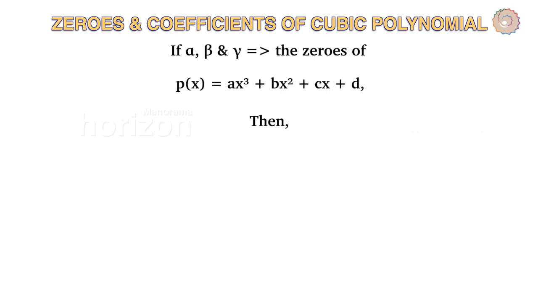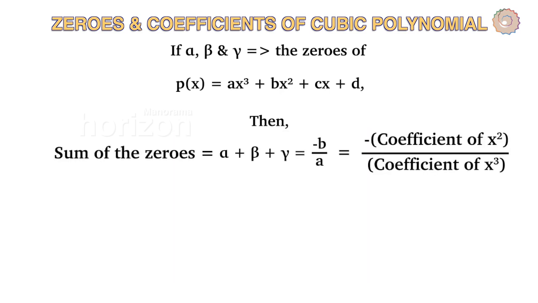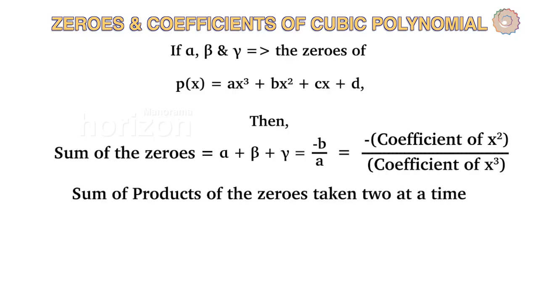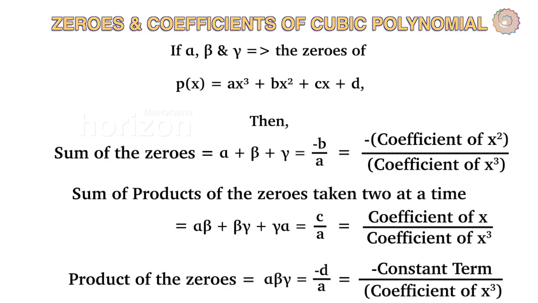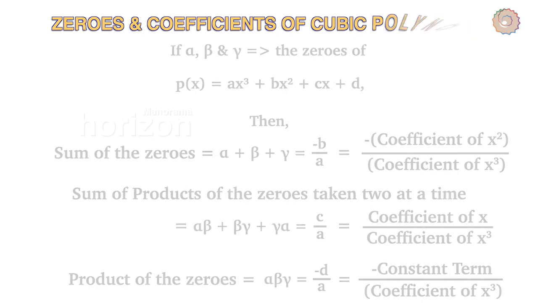Or we can say that sum of the zeros equals minus coefficient of x² divided by coefficient of x³. Sum of product of the zeros taken 2 at a time equals coefficient of x divided by coefficient of x³, and product of the zeros equals minus constant term divided by coefficient of x³.